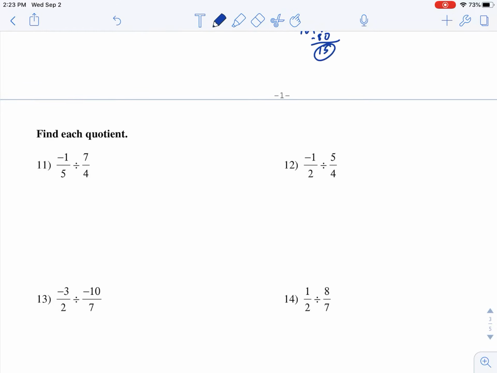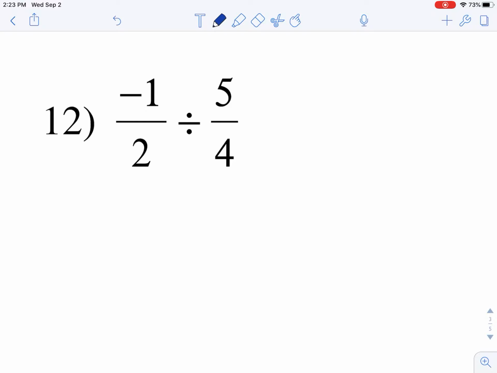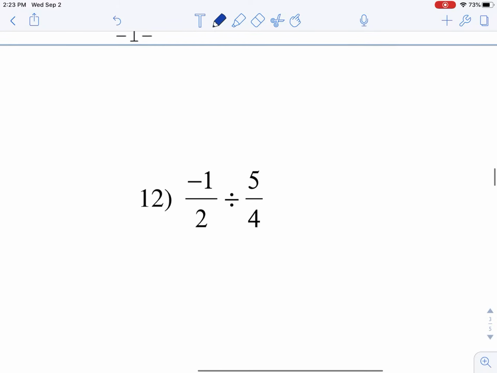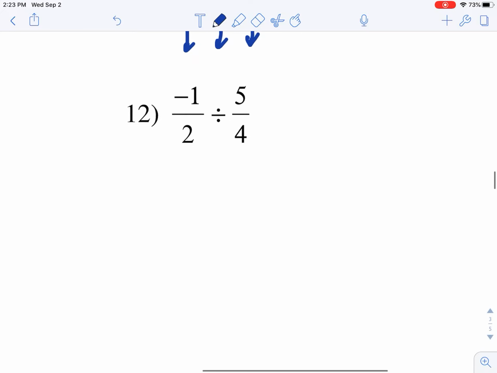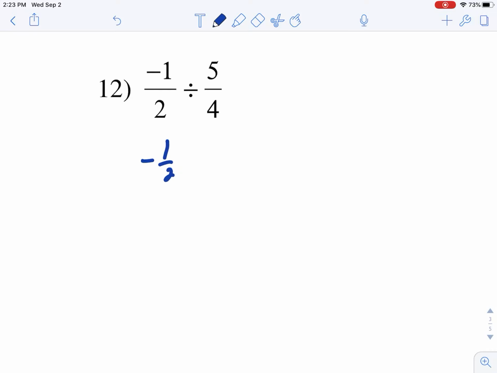Okay, now we're into dividing. Find each quotient. Quotient means the answer to a division problem. So we're supposed to divide these. Okay, so the theory behind dividing is that when you divide by fractions, it actually can be changed into multiplying, and it'll still work out. The trick is you have to keep the first fraction the way it is. You have to change the divide to multiply. Then you have to flip the second fraction over. So every time you do one of these problems, you're going to keep this the way it is, change that to times, and then flip this over.